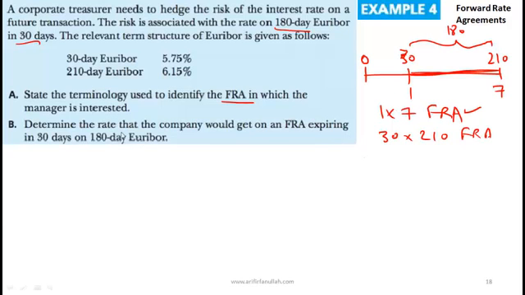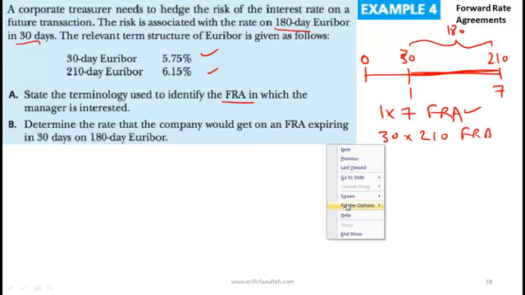Now determine the rate that the company would get on a FRA expiring in 30 days. So what is that FRA rate? If we are doing this, what rate will we get given these rates are already in place? That rate is the price of the FRA. So that rate is analogous to the price that we have been talking about so far. Now, how do we do that? Let me just clean this up a little bit so I have all my space.